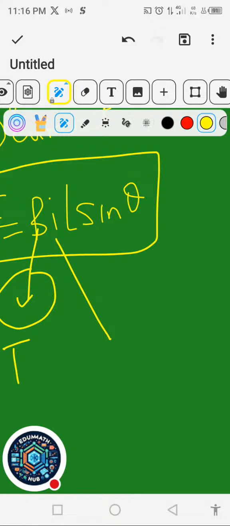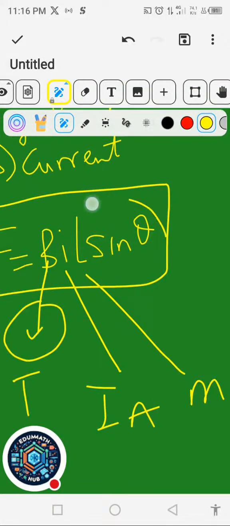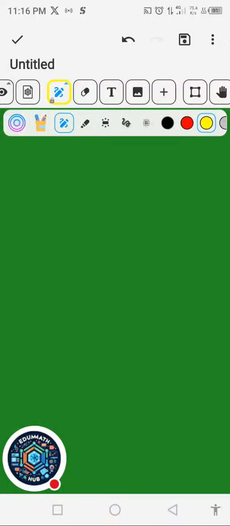I is the current that is flowing through the conductor, measured in amperes, while L is measured in meters. L is the length of the conductor. How long is the wire? And theta is the angle with which the wire is in the field. So just bear with me. I'm going to explain it with this diagram now so you understand it better.